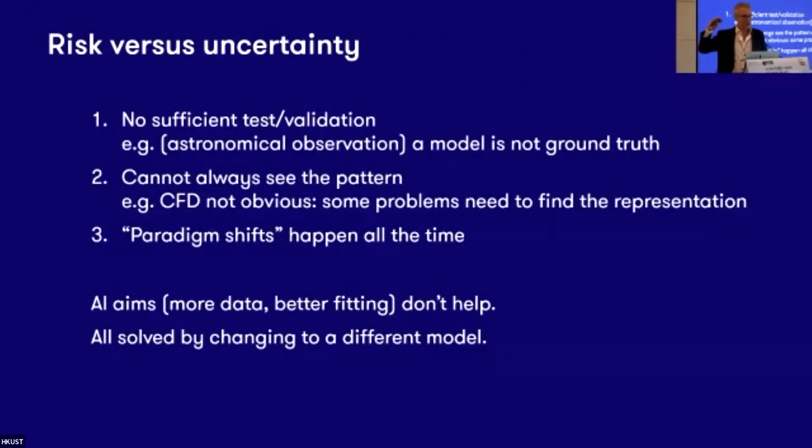So we've got these three problems, effectively. We've got no sufficient test or validation, we can't always see the pattern, and we've got these paradigm shifts happening especially in early stage design. And if we use AI in the sense in which it often is, by having a better model, more data, and tuning that model, they don't help. They're all solved by changing to a different model entirely.